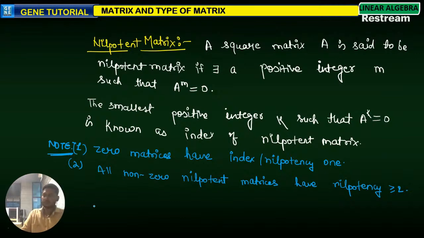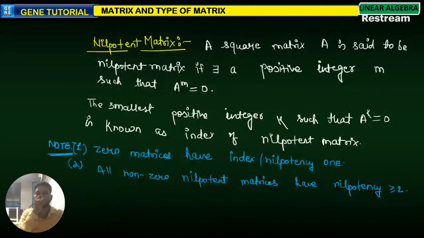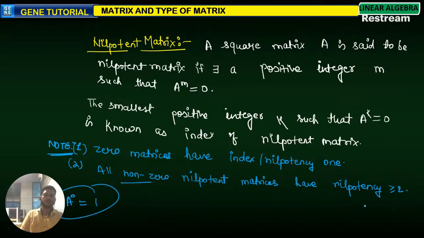Now take some examples related to nilpotent matrices. We take the second slide for this. The two notes tell us: the first note says that zero matrices have index, or nilpotency, 1. So zero matrices have nilpotency 1. All non-zero nilpotent matrices have nilpotency greater than or equal to 2. So keep these two points in your mind.